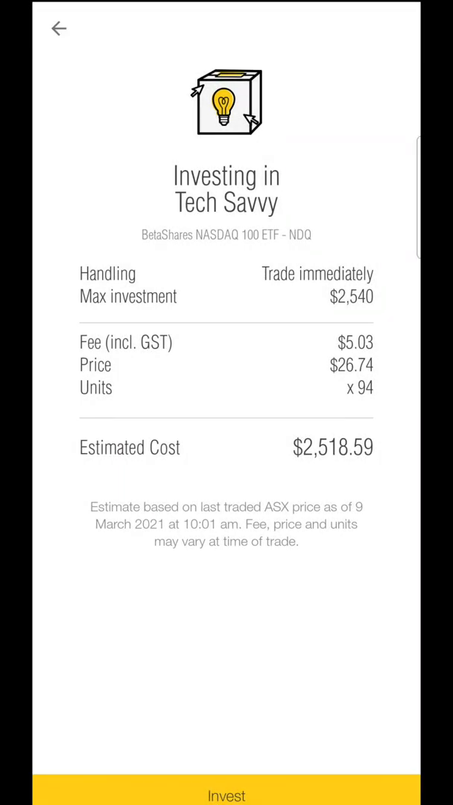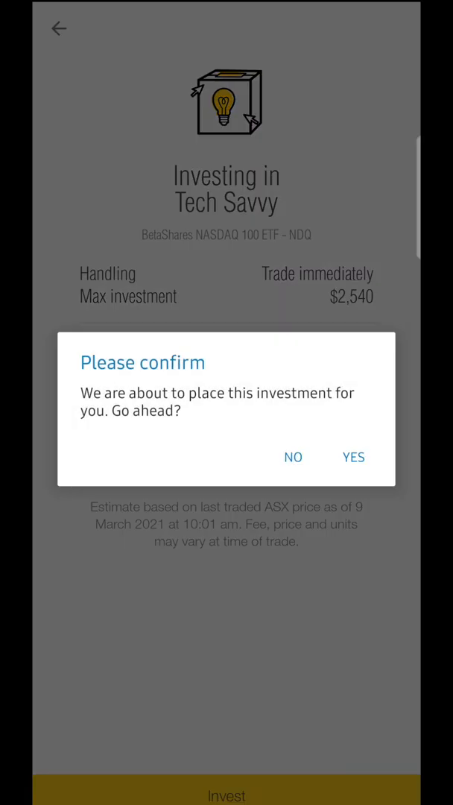On this page, you'll see how the transaction is handled, my maximum investment amount, the fee I have to pay, the price of the units, and how many units I'll be buying, which give me an estimated cost of $2,518.59. This is an estimate based on the last traded price. If you are investing when the market is closed, the amount of units may be different, as the price may change when the market opens, but it will never invest more than your maximum investment amount. If you're happy with this amount, click the invest button and then confirm the transaction.